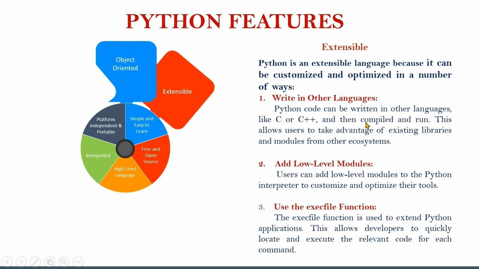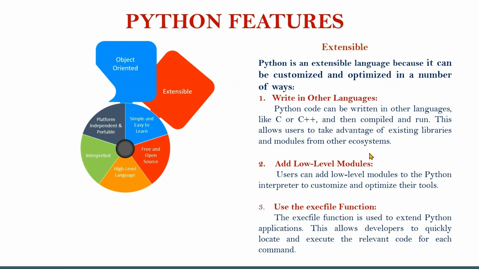Now, Python is an extensible programming language. So Python is an extensible language because it can be customized and optimized in a number of ways. One is write in other languages. So Python code can be written in other languages also, like in C or C++, and then compiled and run. Now, the advantage you're getting with this is that it allows users to take advantage of existing libraries and modules from other ecosystems.